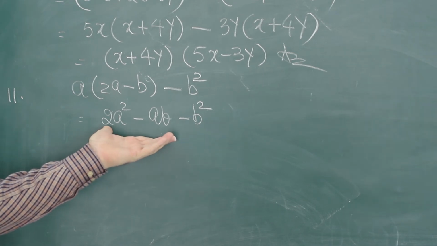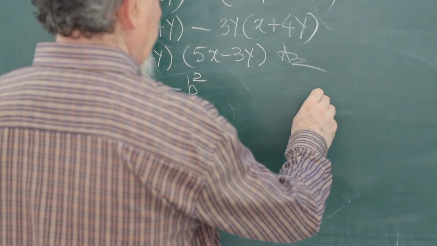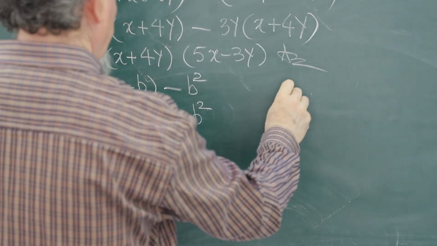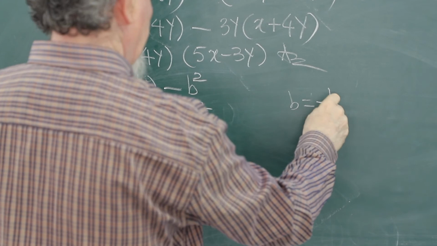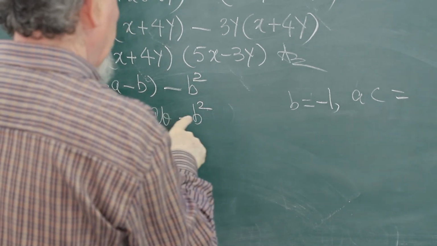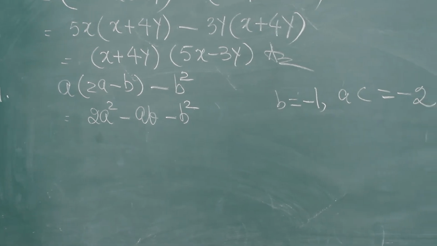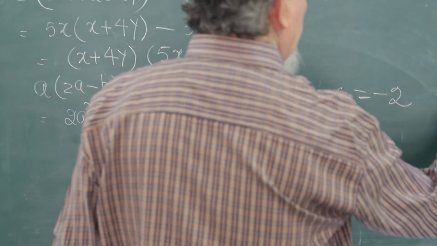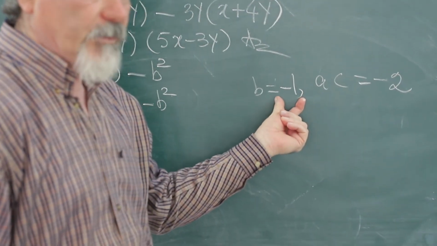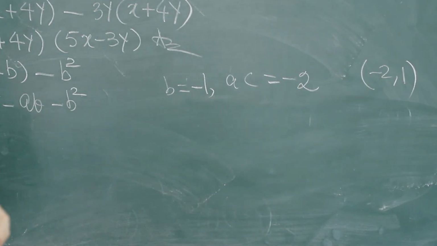Now again it is of the form of a trinomial. Here the middle term b is minus 1, don't confuse this B with the A and B here. And AC will be 2 into minus 1, which is minus 2. So that means I have to break up into minus 2 and 1. Minus 2 plus 1 will give you minus 1, and when I multiply minus 2 into plus 1, I'll get minus 2.